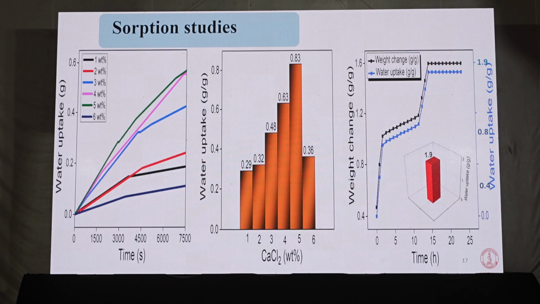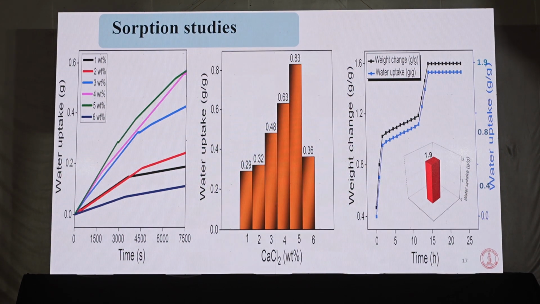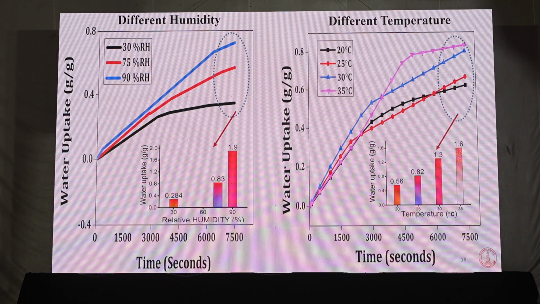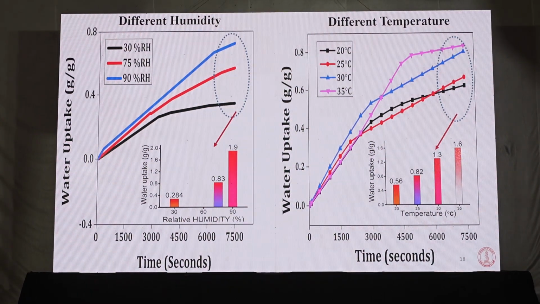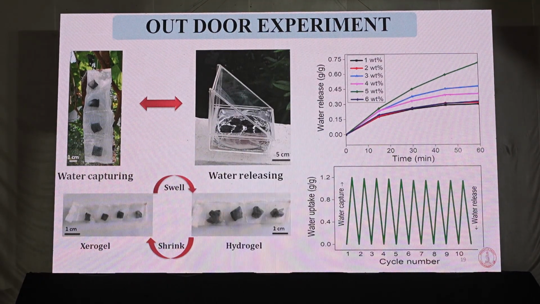Out of the 6 systems that we have synthesized, the one with the 5-8% calcium chloride loaded sample shows a good water harvesting capacity of 0.83 gram per gram in 2-hour water capture. When the same material is exposed for 24-hour water capture, we obtained about 1.9 gram per gram water harvesting efficiency. To study the effect of humidity and temperature, we did the experiment in different temperature and humidity conditions, and we can see that by increasing temperature and humidity, the water harvesting capacity of the material also increased. And this is the outdoor experiment that we have conducted.